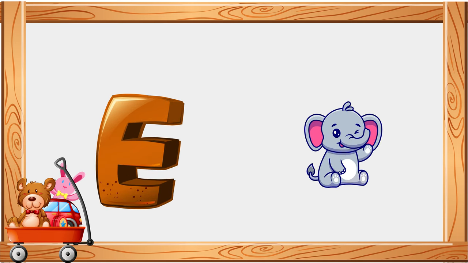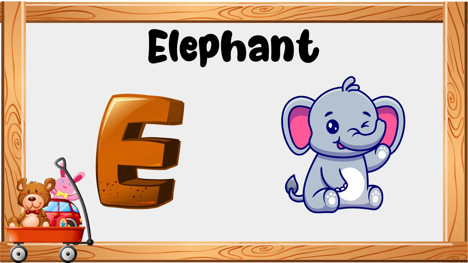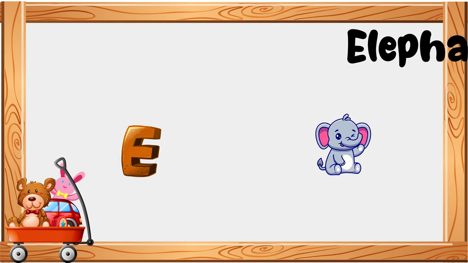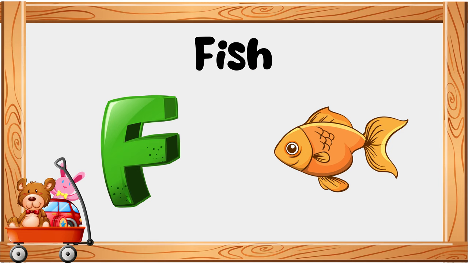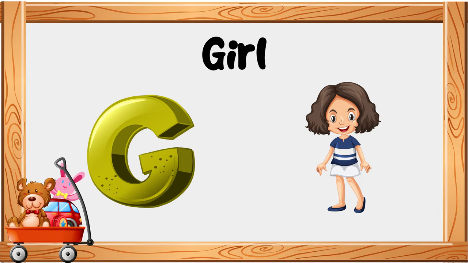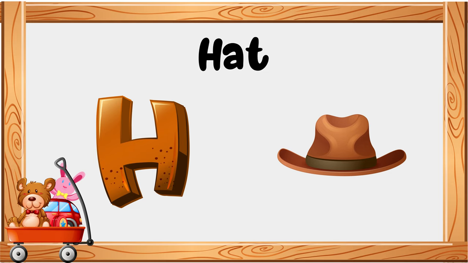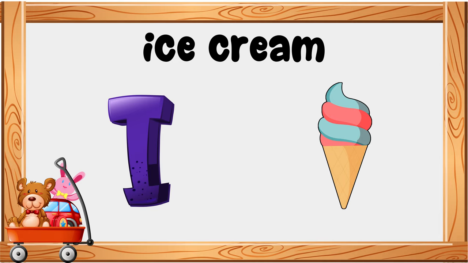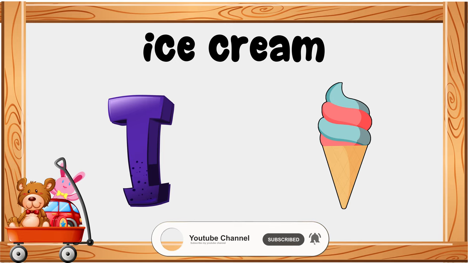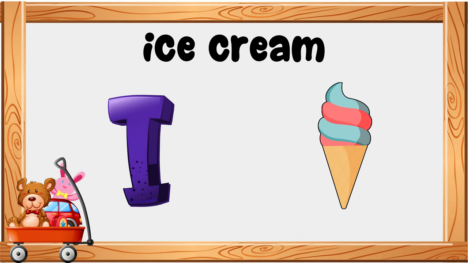E. E for elephant. E. L. E. P. H. A. N. T. Elephant. F. F for fish. F. I. S. H. Fish. G. G for girl. G. I. R. L. Girl. H. H for hat. H. A. T. Hat. I. I for ice cream. I. C. E. C. R. E. A. M. Ice cream.